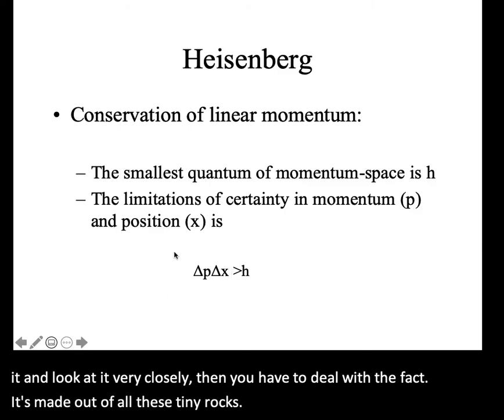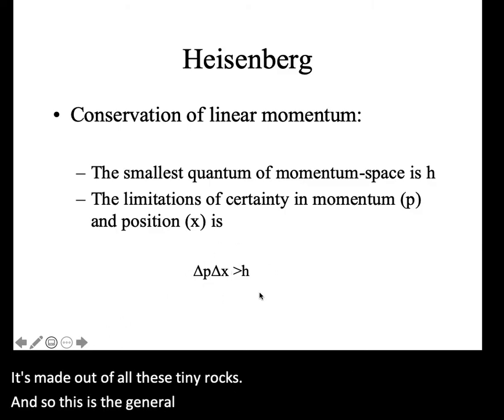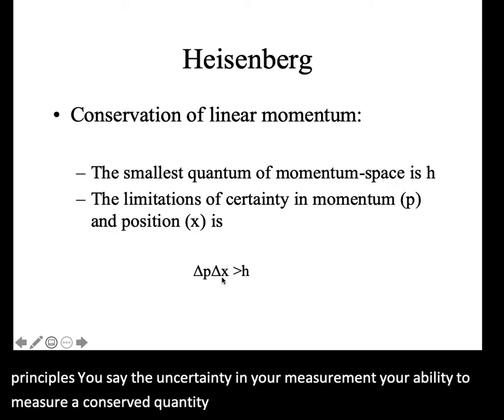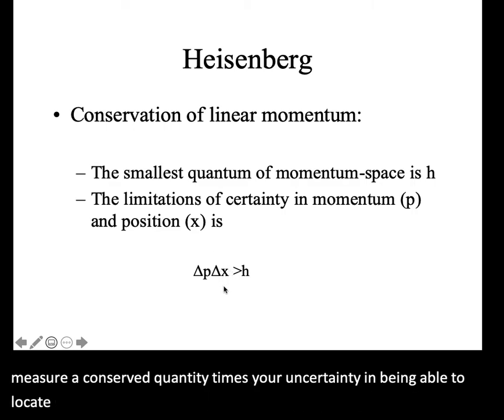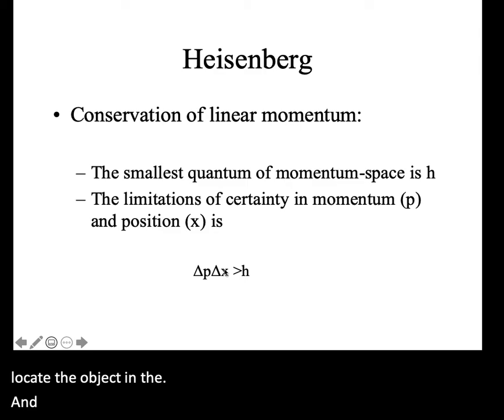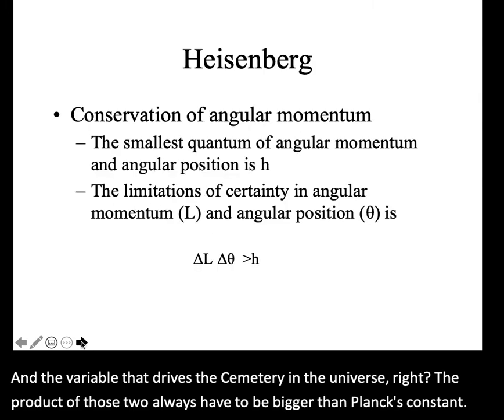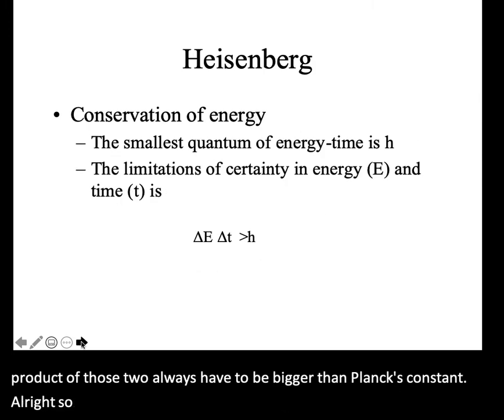And so this is the general relationship for the Heisenberg uncertainty principle: you say the uncertainty in your measurement, your ability to measure a conserved quantity, times your uncertainty in being able to locate the object in the variable that drives the symmetry in the universe, right? The product of those two always has to be bigger than Planck's constant. Right, so here it is for angular momentum, and here it is for energy.